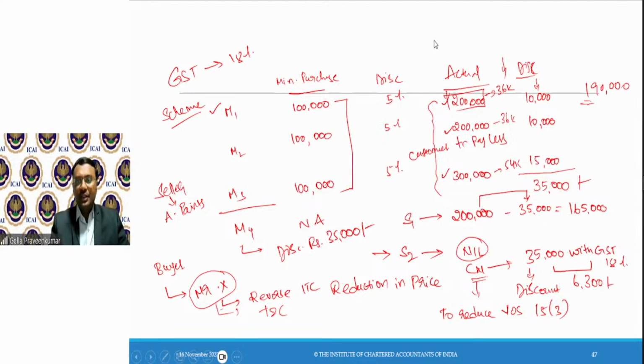Geeta is asking this question. Instead of 2 lakhs, if the purchase is less than 1 lakh, no discount. Yes, like in our example, assuming month 1, instead of 2 lakh, the dealer has purchased only for 50,000. Then in month 1, there will not be any discount entitlement. Only when you have met the terms and conditions, I will be giving you a discount. That discount is considered to be a reduction in my value of supply. Section 15 subsection 3.